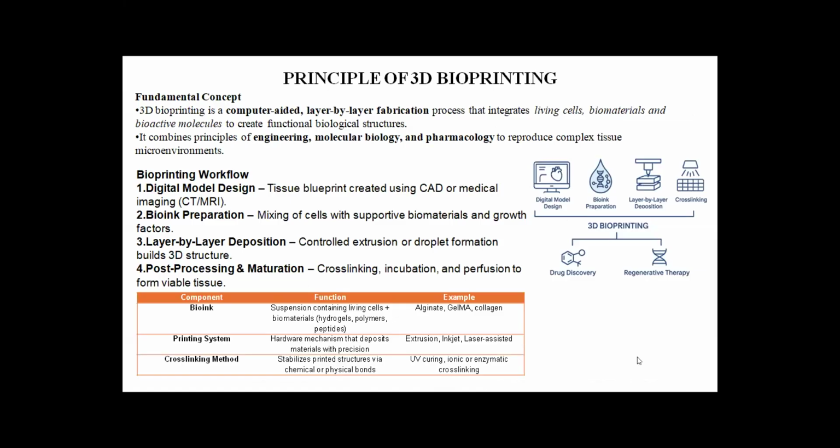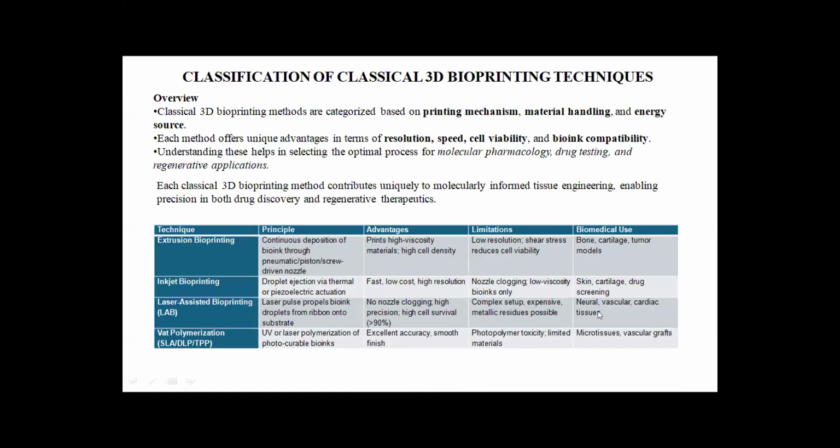There are many types, but we are using mainly four types. Extrusion based bioprinting: in this method, a mechanical nozzle pumps the bioink to create a 3D structure with a high cell density. Second is inkjet bioprinting. This technique works similarly to conventional inkjet printing, where droplets of the bioink are precisely dropped on the substrate to build biological structures layer by layer.